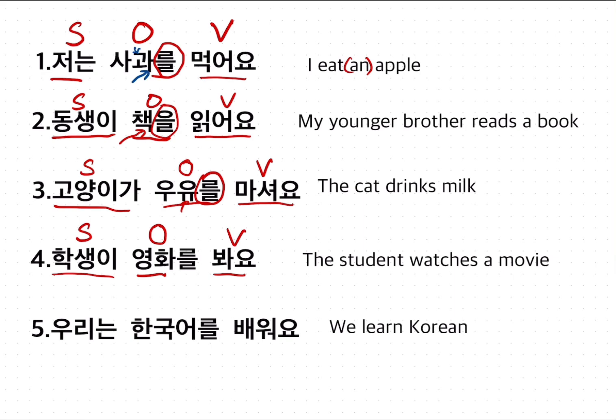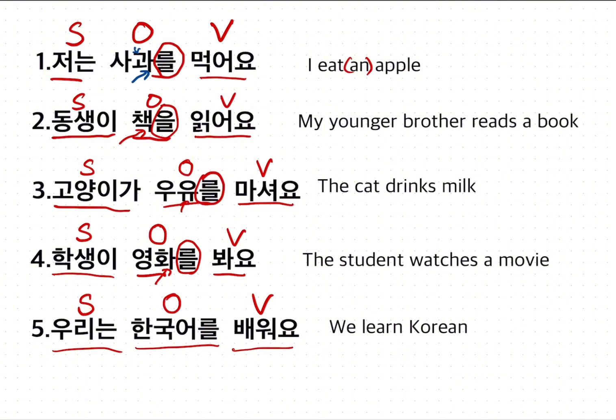So 학생이 영화를 봐요. So why is it 를? Because 영화, movie, 화 ends with a vowel. And there is no 받침, there is no other consonant, right? It's not ended with a consonant. And the last one, 우리는, we, 한국어를, Korean language, okay? 배워요, to learn. We learn Korean language, okay? So 우리, we, is the subject here, okay? And 한국어를 is our object. And the last one, 배워요, is to learn, our verb.